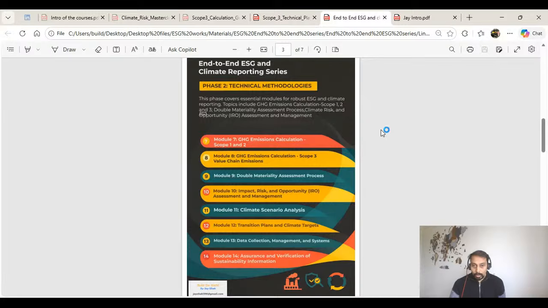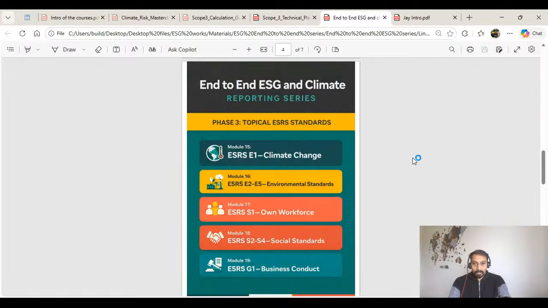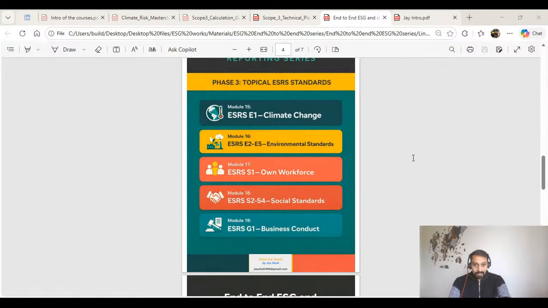Module 8 is where we are going to see how scope 3 value chain emissions are done, and then module 9 is also there. We will send the link at the end of the session so that you can register on that site. Phase 2 covers the technical methodology, and today's module, module 8, is part of the technical methodology. Phase 3 covers the topical ESRS standards under the CSRD.